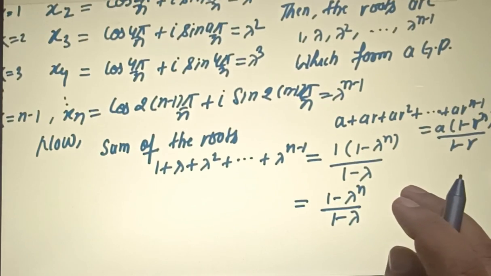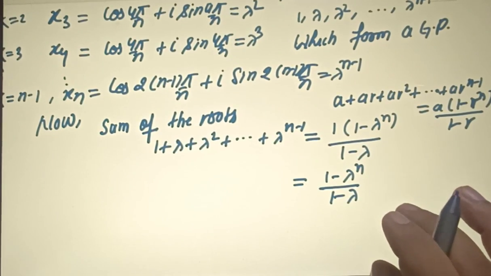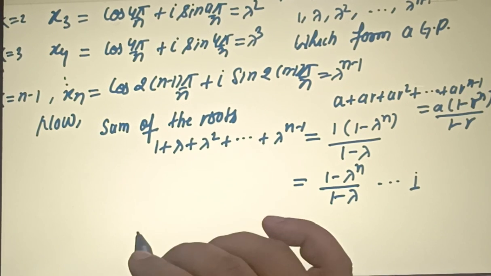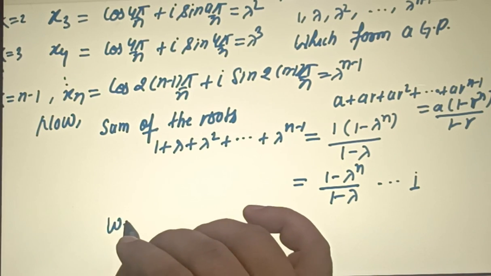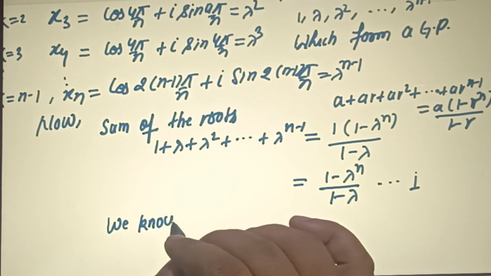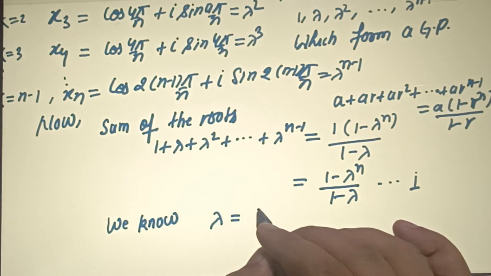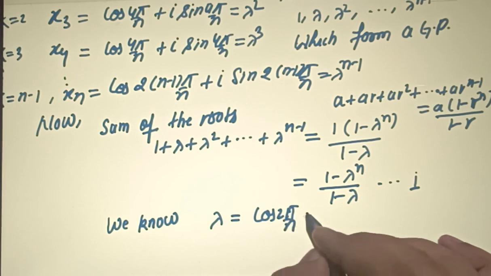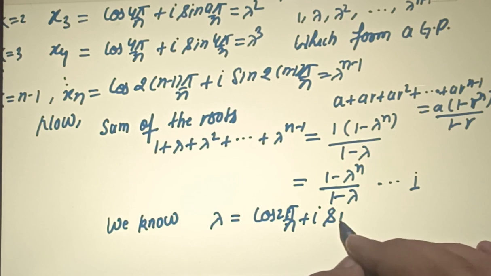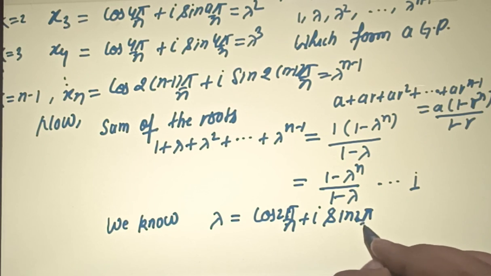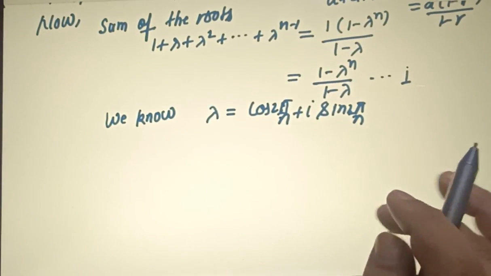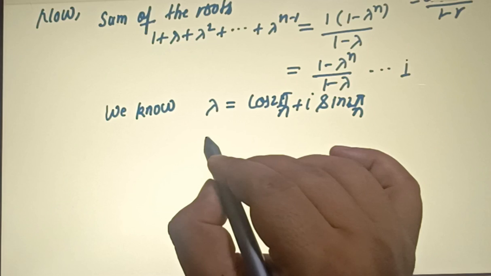Now, what about the value of lambda to the power n? So it is your expression number 1. Now we know lambda is equal to cos 2 pi by n plus iota sine 2 pi by n. We have considered it here: cos 2 pi by n plus iota sine 2 pi by n.